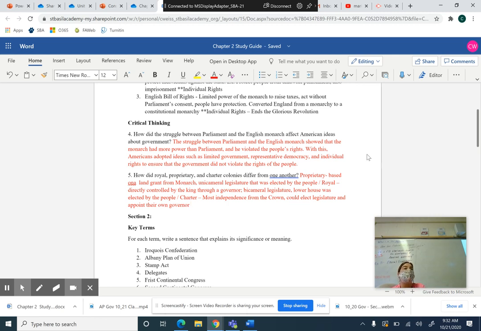What they would do is they would elect the legislature, like the people serving in government, and then they would pick out who they wanted to be the governor. So that one was the most free from the crown, but the proprietary was most representative of the people.